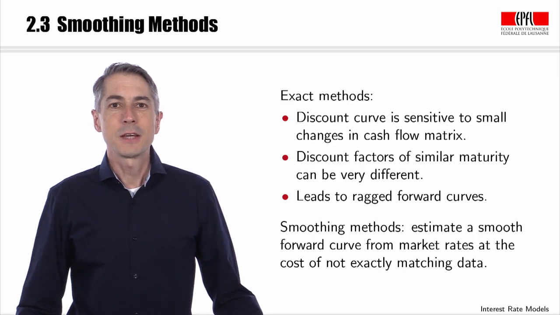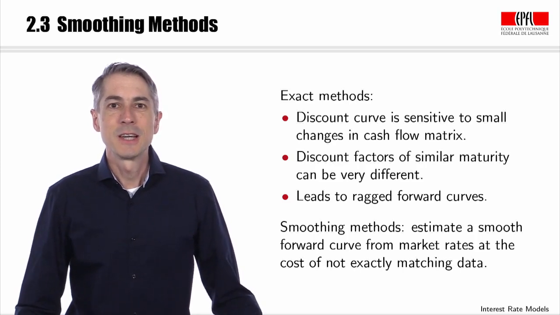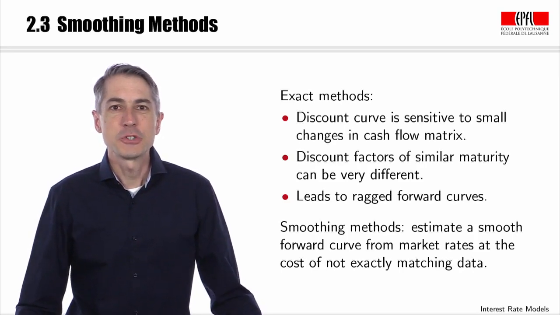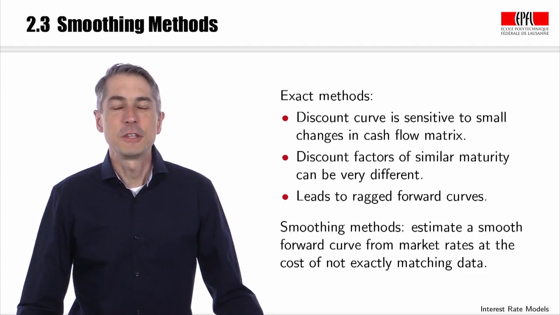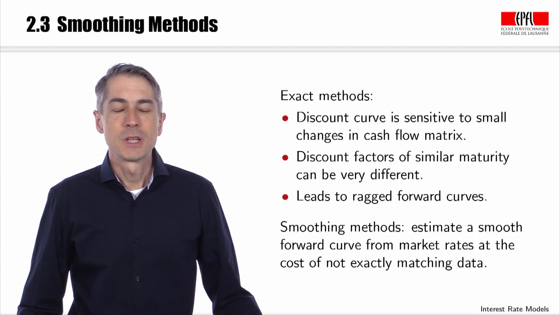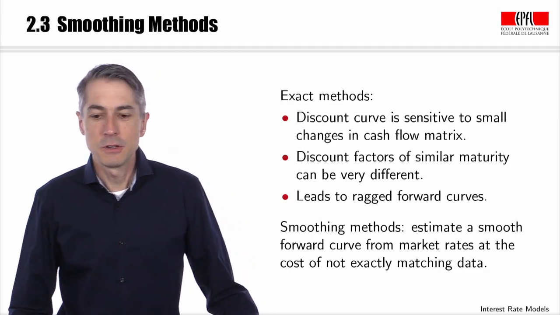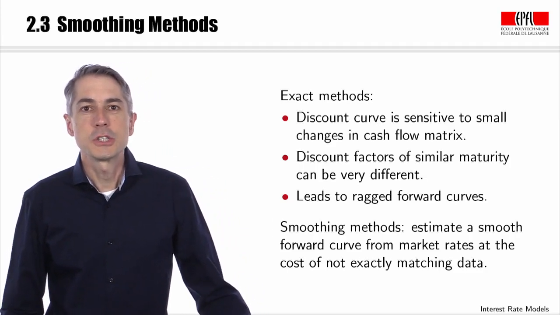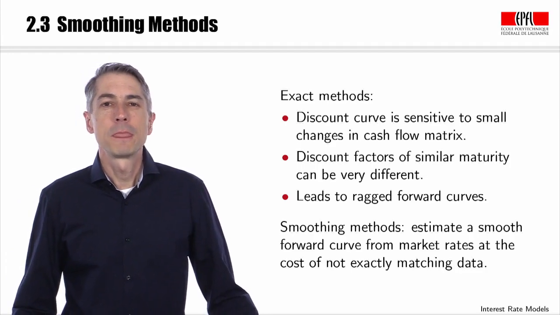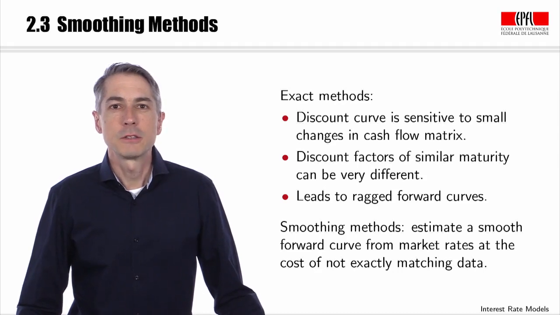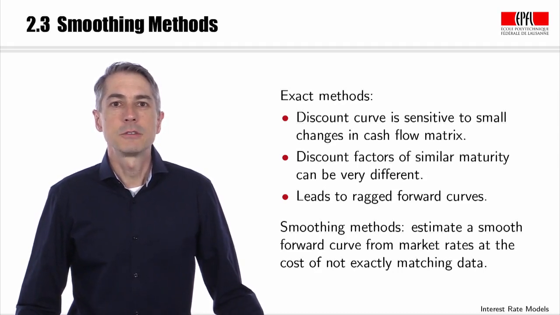We saw that exact estimation methods can lead to ragged forward curves. This is because discount factors of similar maturity can be very different. Moreover, the discount curve is sensitive to small changes in the cash flow matrix. This may be critical because market rate data can contain outliers.